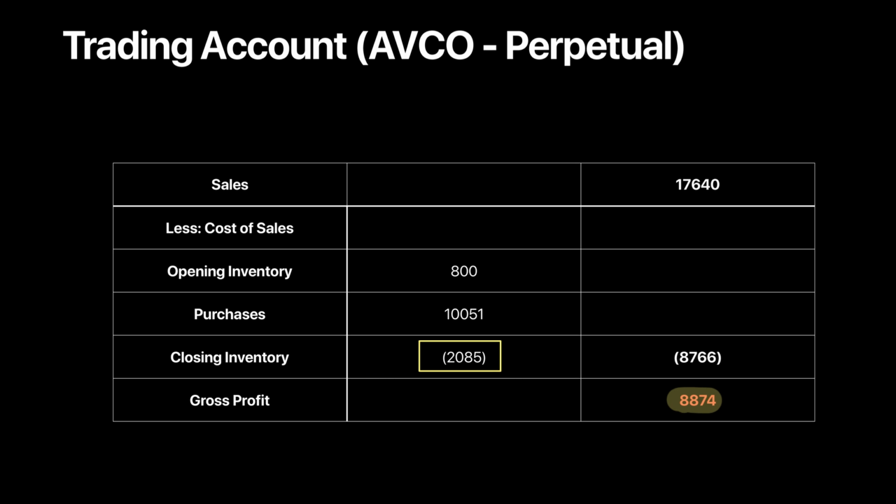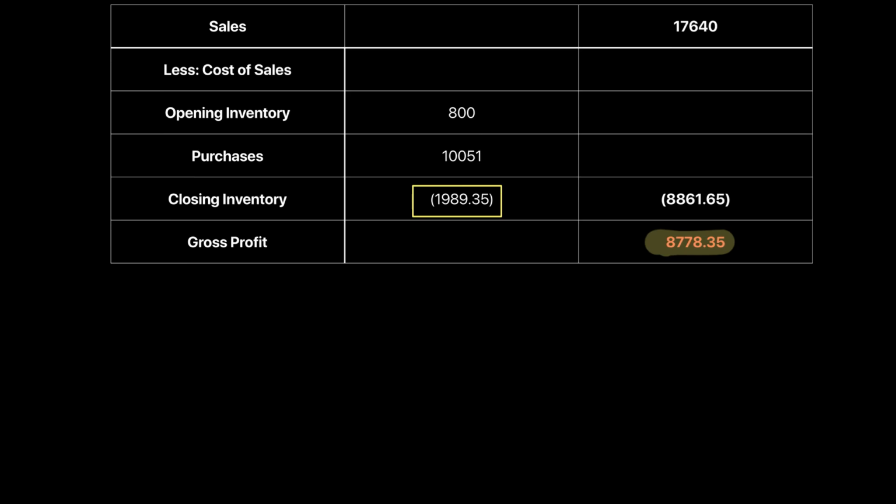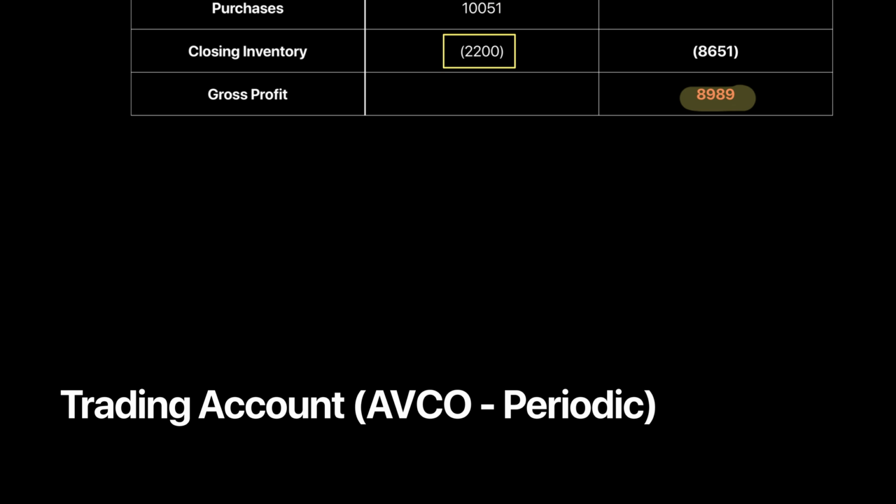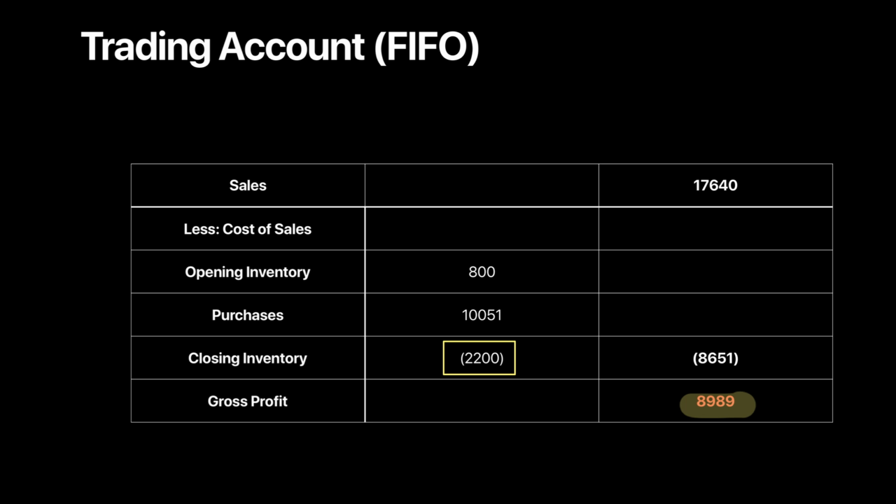But if you compare AFCO perpetual and AFCO periodic with first in first out, we will always end up in a case where you can say the profit under first in first out will always be greater than profit under AFCO, and AFCO's profit will always be greater than last in first out. All right, so first in first out will have the highest value of closing inventory and the highest amount of profit. Then it would be AFCO, and then it would be last in first out, as I explained in the introductory video.